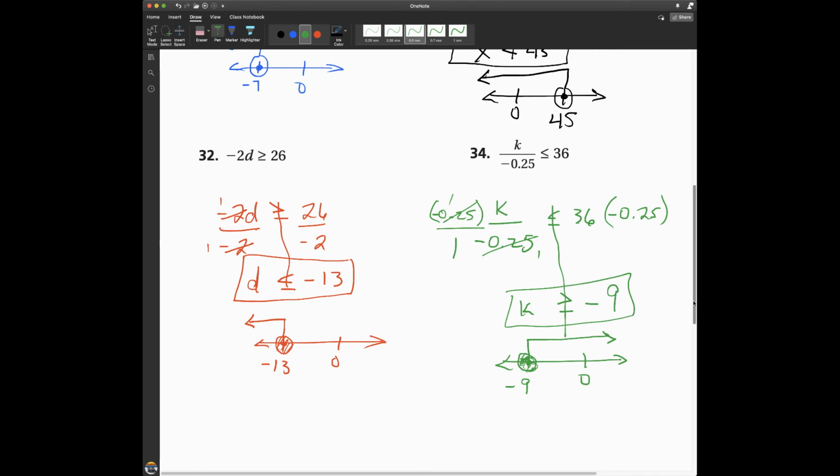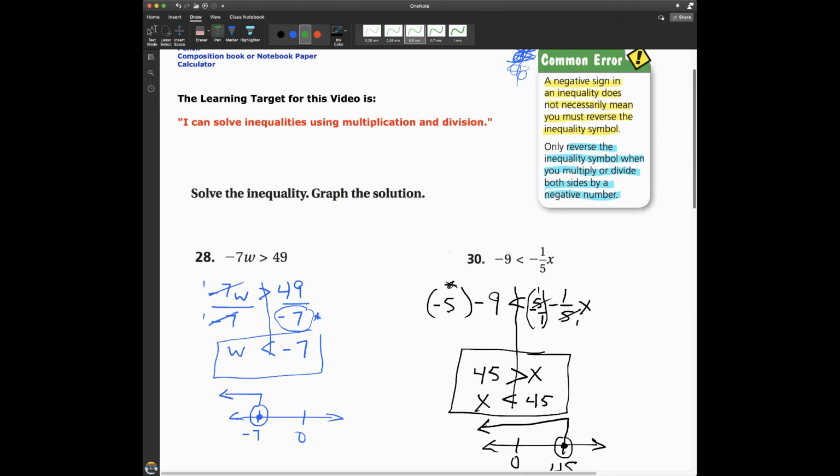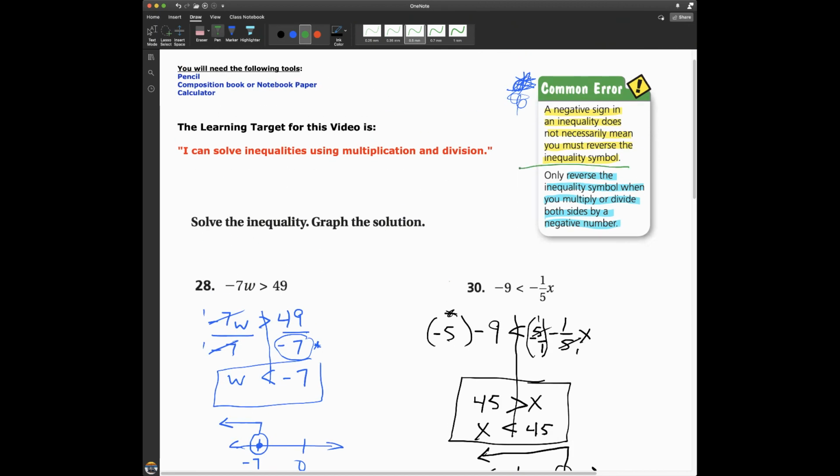So there's a few more problems where we solve inequalities. Remember, when you multiply or divide, this is important right here: when you multiply or divide by a negative number, you have to reverse the inequality symbol. That's all I got. Hopefully that was helpful. If you got questions, bring them to class. I'd love to help you.